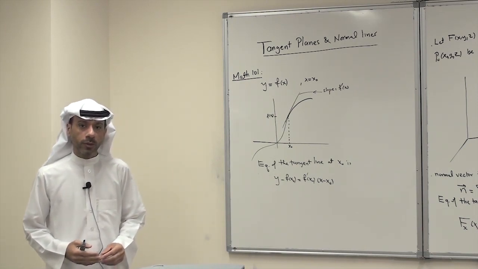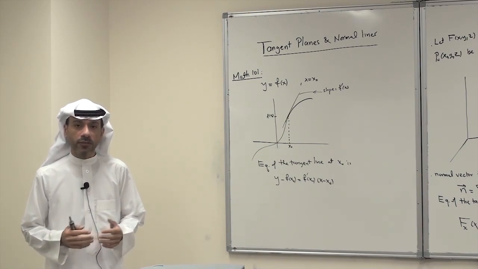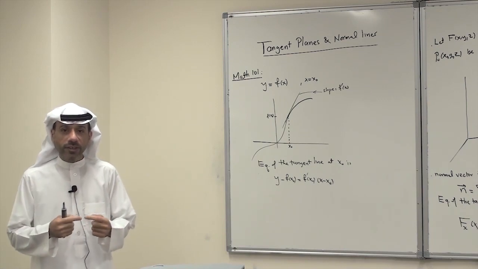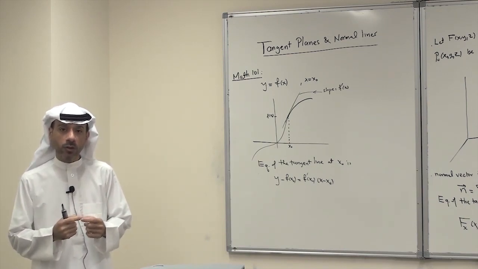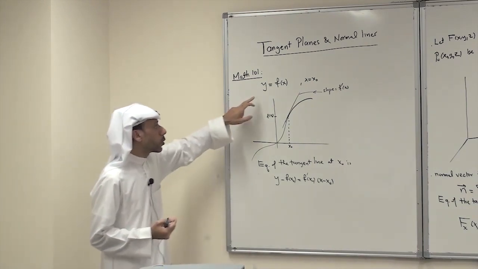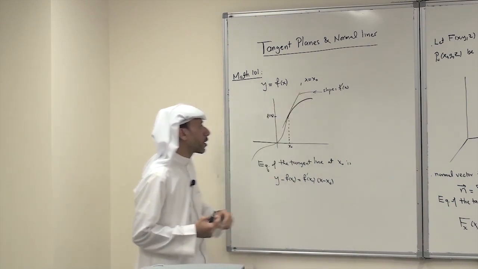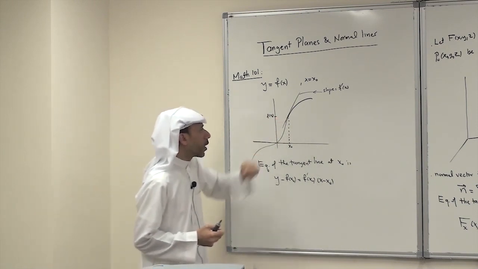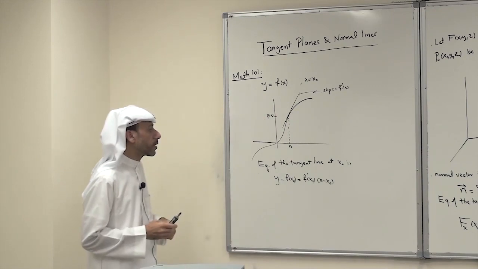In this video we will discuss tangent planes and normal lines to surfaces in space. And for that, let's recall the notion of tangent lines for functions of one variable. So in Math 101, if we have a function y equals f of x and a point x equals x0, so this is a curve y equals f of x, and we draw the tangent at x0.